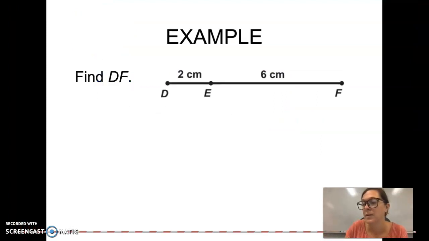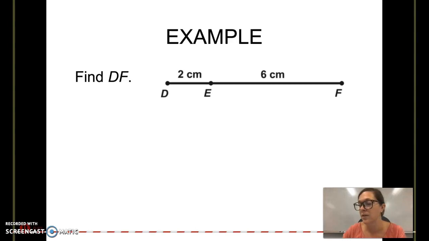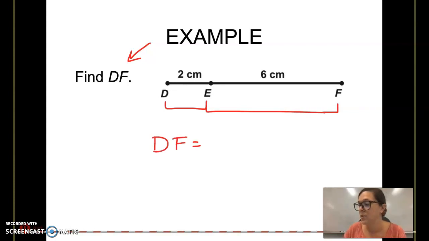So these were the ones you were doing last class. We had to find the length of DF. Remember, when we have two letters next to each other with no symbol on top, that means we're finding the length or the distance between D and F. So from D to E is 2, from E to F is 6, so D to F would be 2 plus 6, which is 8.